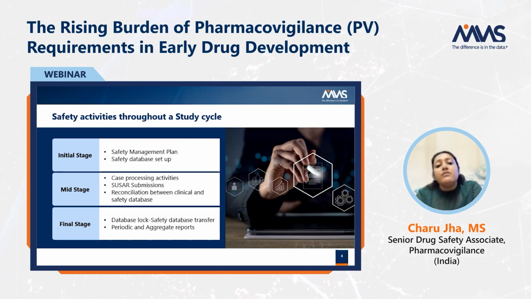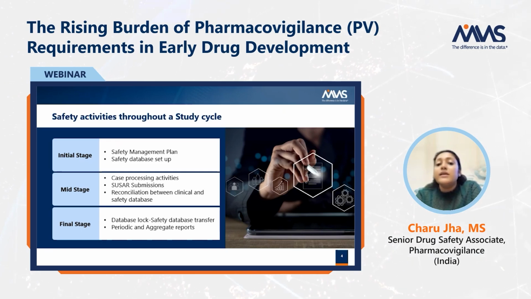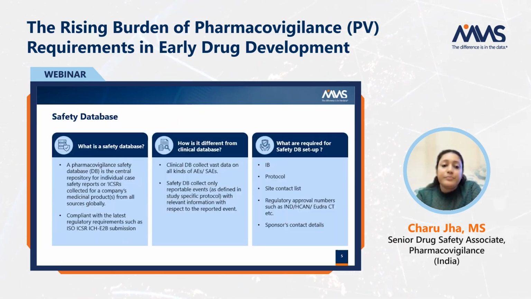The final stage involves the activities after the study is closed. Once the clinical database is locked, the database transfer needs to be performed by transferring all the required documents from the safety database to the sponsor in the agreed manner documented in the SMP. Post that, periodic and aggregate reports such as Development Safety Update Report, which is the DSUR, Clinical Study Report, which is the CSR, and IND Annual Safety Reports can be initiated.